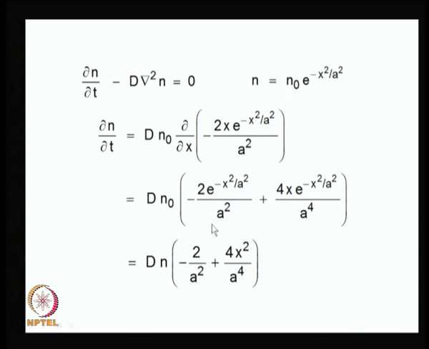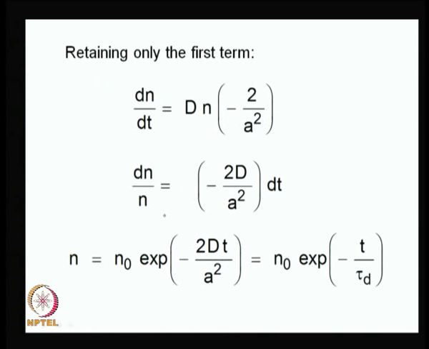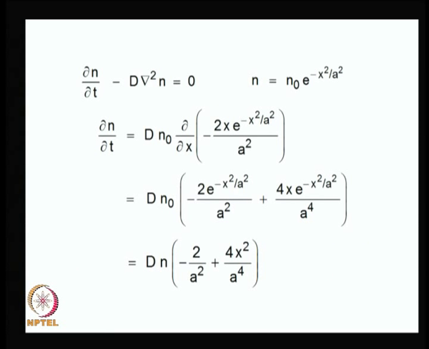This is the first derivative. Differentiate it again, you get these 2 terms. So, when you simplify, you can write it as this: n0 e raised to the power minus x square upon a square is nothing but n here. N is n0 e raised to the power minus x square upon a square. So, you just take this common factor out, n0 e raised to the power minus x square upon a square equal to n, and within brackets you are left with minus 2 upon a square plus 4x square upon a4. So, this should have been x square.